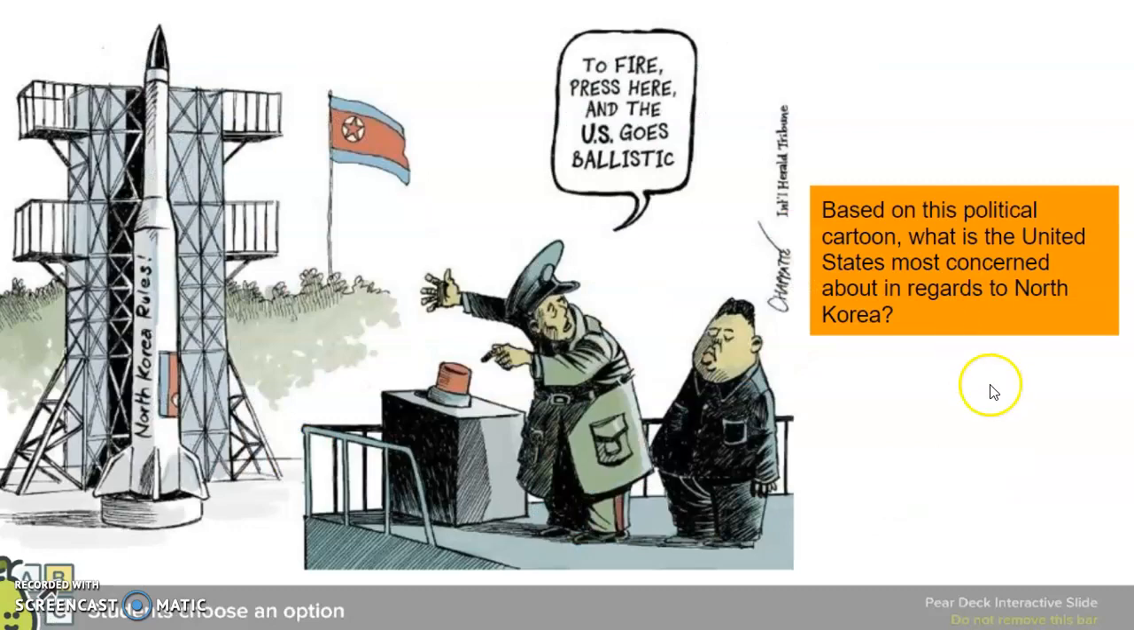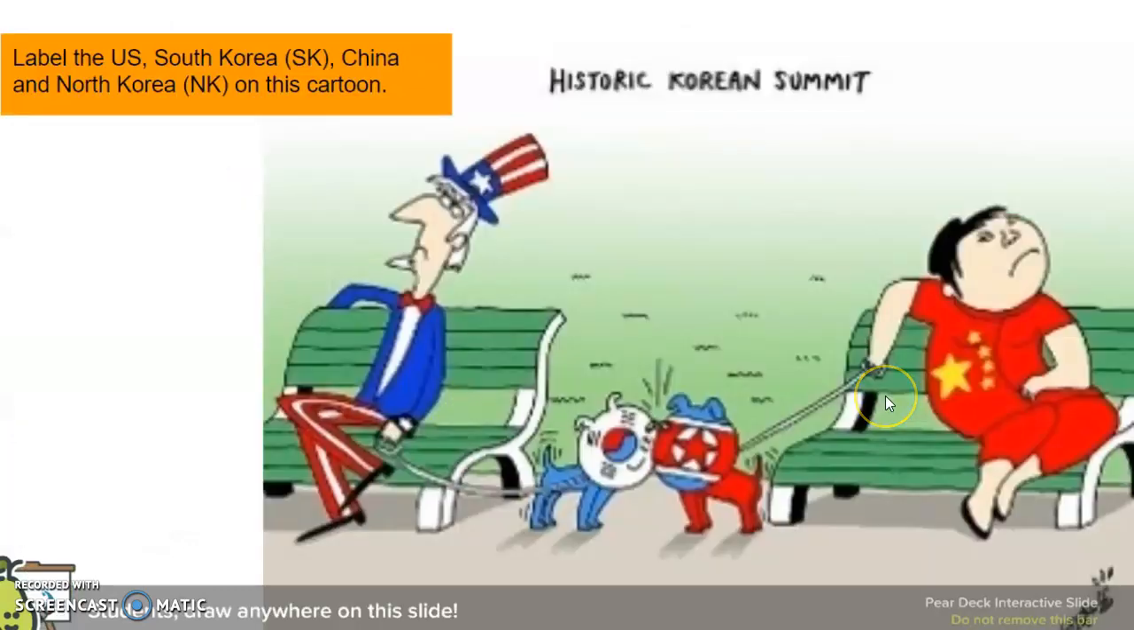In this political cartoon, we have a rocket which says North Korea rolls on it. This is the flag of North Korea. And then we have this man here who's supposed to be Kim Jong-un, and a military man who says, to fire, press here, and the U.S. goes ballistic. So based on this political cartoon, what is the United States most concerned about in regards to North Korea? In this cartoon, you're going to label the United States, South Korea, China, and North Korea on the cartoon.